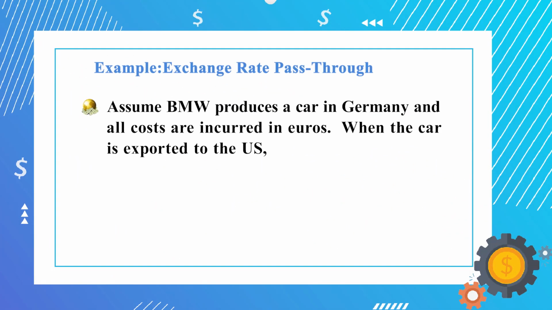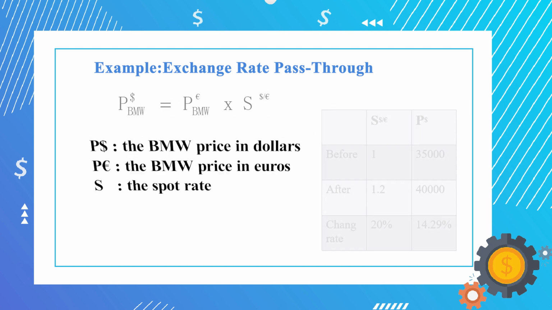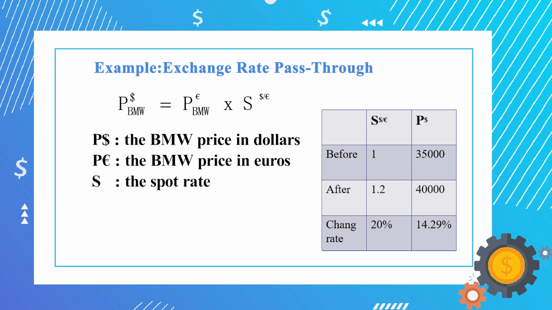Assume BMW produces a car in Germany and all costs are incurred in euros. When the car is exported to the US, the price of the car in dollars should be the price in euros multiplied by the spot rate in the form of dollars per euro. When the car is exported to the United States, the price of the BMW should be converted from euro to dollar at the spot rate.